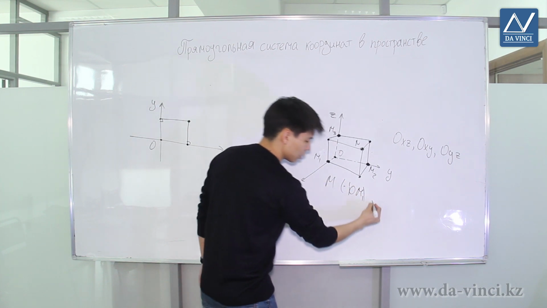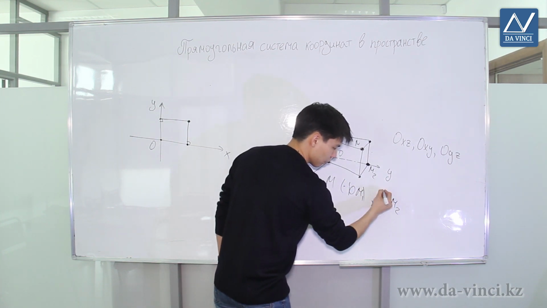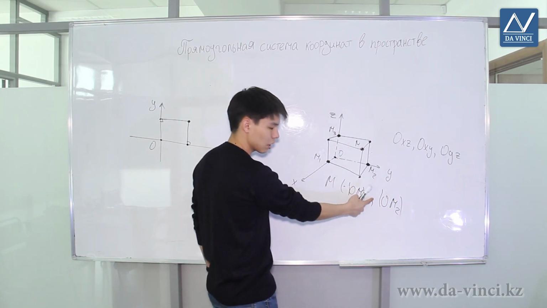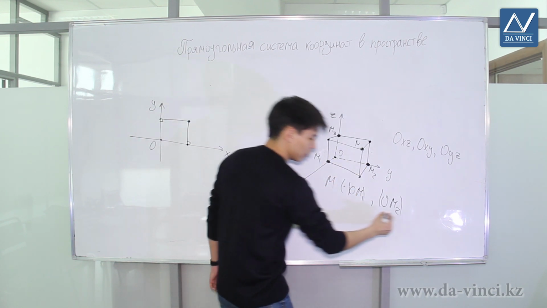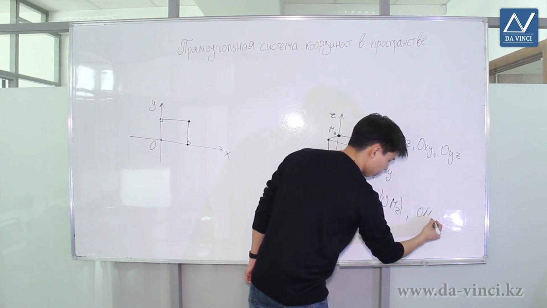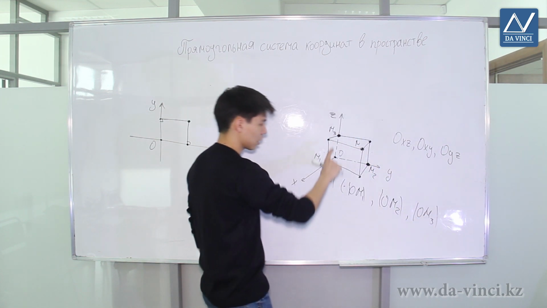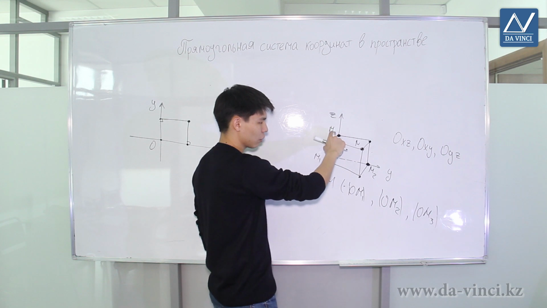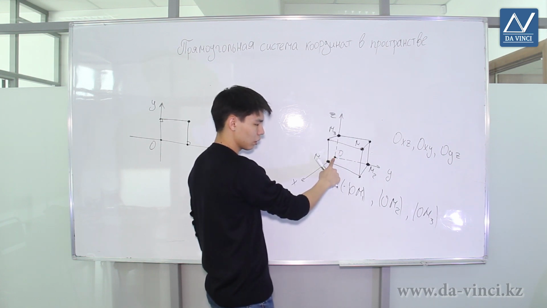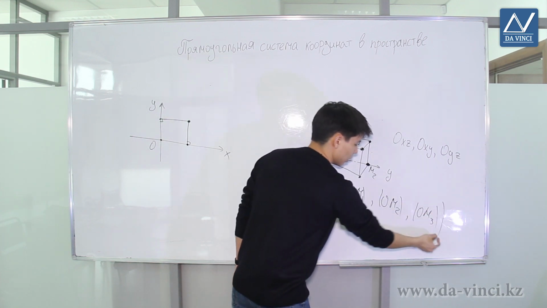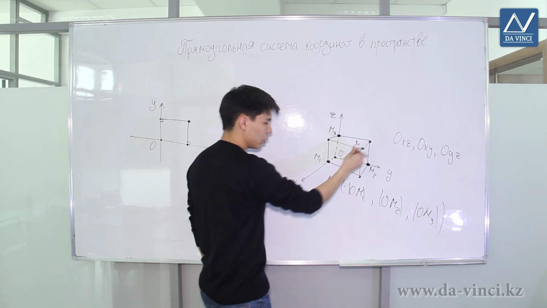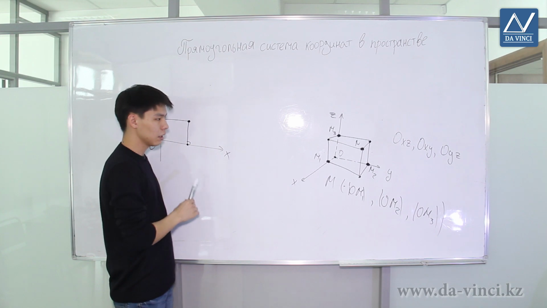Similarly here, we have OM2, the length of the segment OM2, also with plus or minus, depends on where the point M2 is located, and OM3. The length of the segment OM3 also depends on where the point M3 is, above the point O or below. It will have plus or minus too. The coordinates of the points are found in the same way as we found them on the plane.